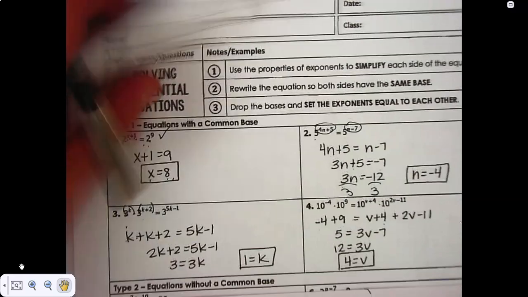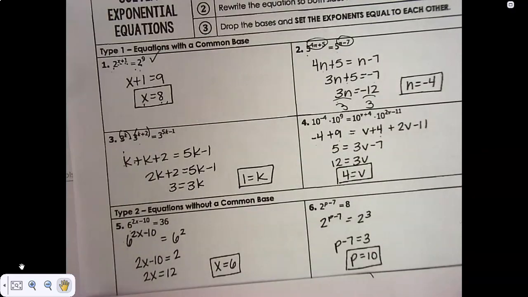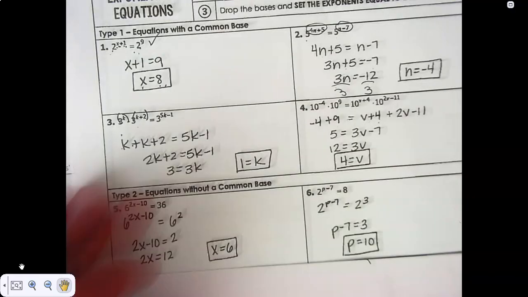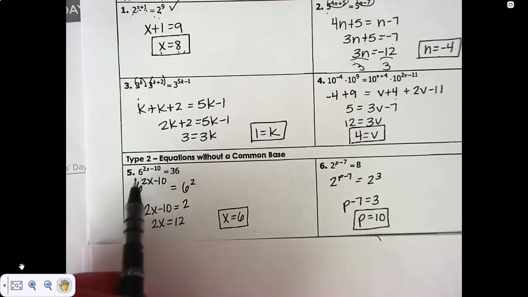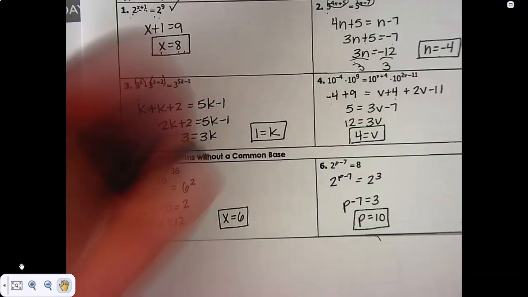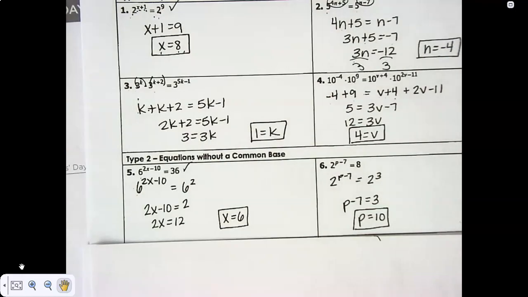Same thing with any example, even the ones down here, where it says, let's say x equals 6. We'll plug in a 6 right here. 2 times 6 would be 12. 12 minus 10 would be 2. So that would give you 6 squared. 6 squared is 36. So it would be a true statement. You can check your own work as you go along.